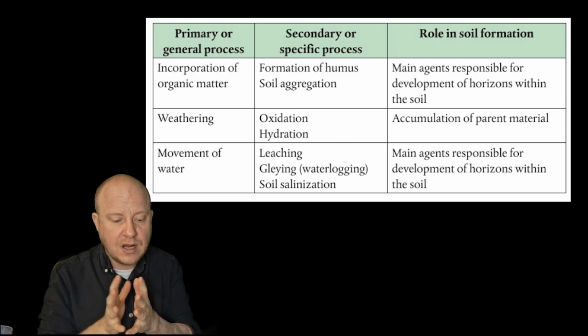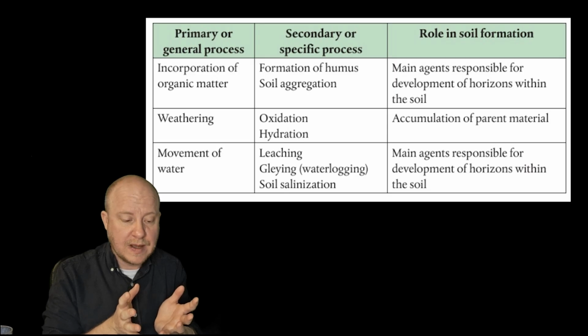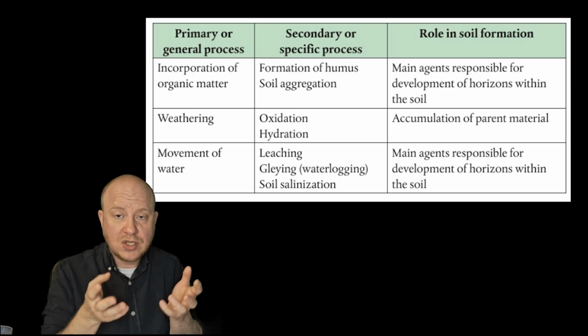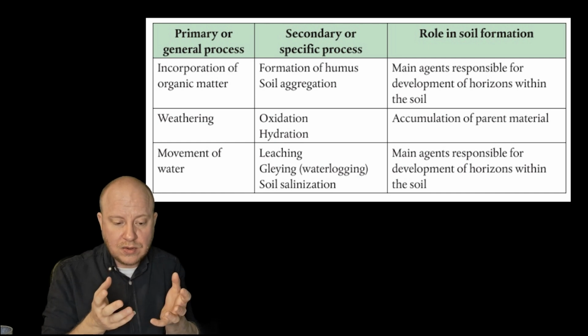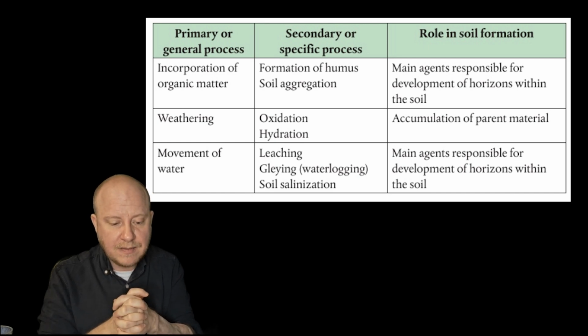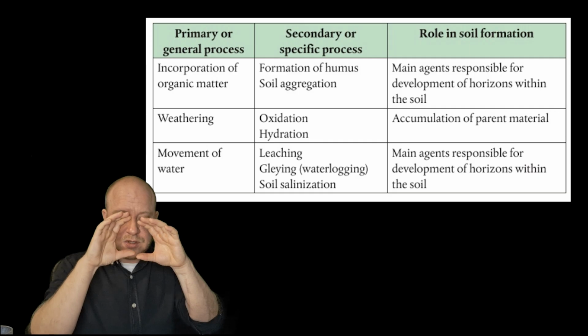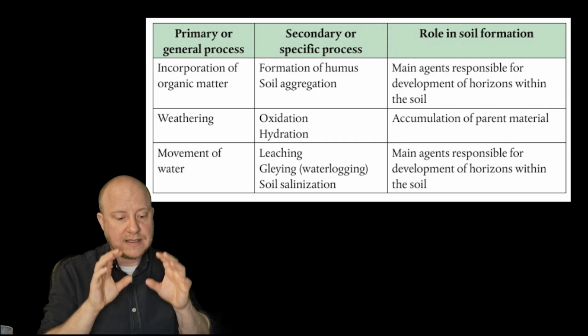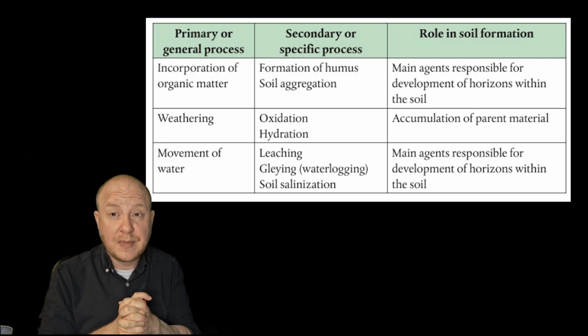Then we can look at the third column, which is the role in soil formation. Primary process of incorporation of organic matter, which leads to the formation of humus and soil aggregation. And the role in soil formation is as main agent. This is the main agent responsible for development of horizons within the soil. Okay, so the fact that you have these different layers called horizons is largely related to this aspect, the incorporation of organic matter.